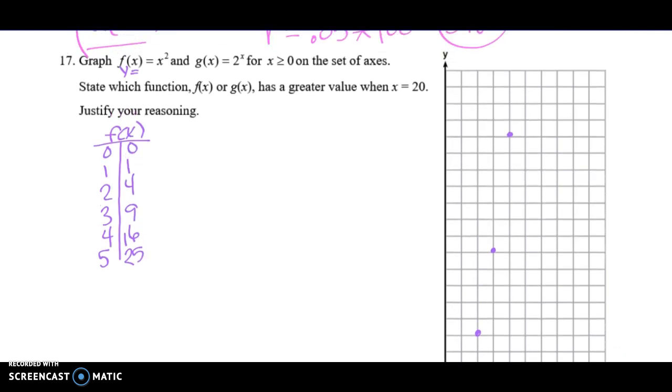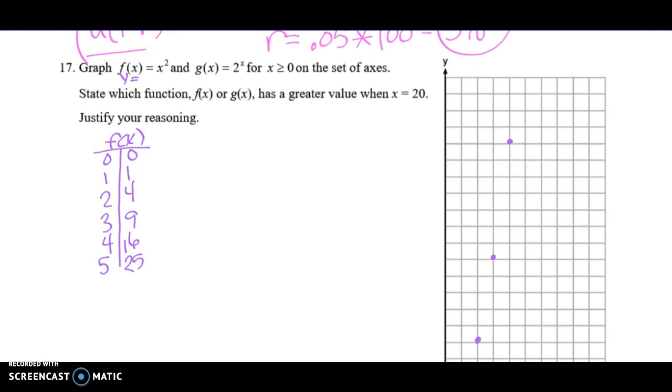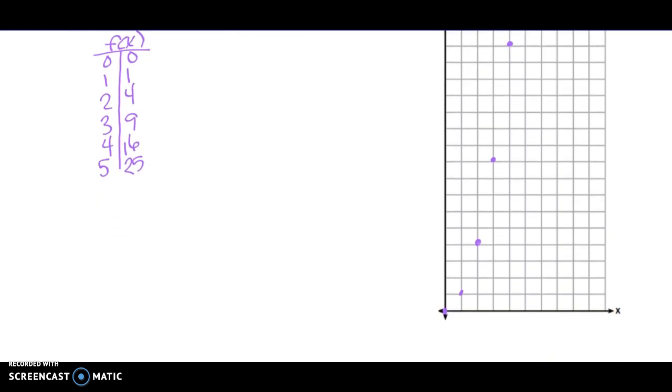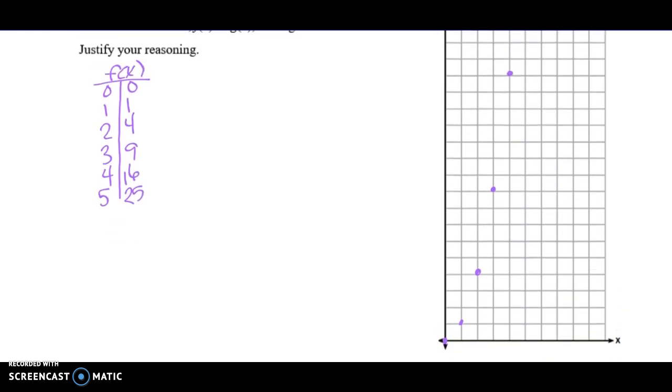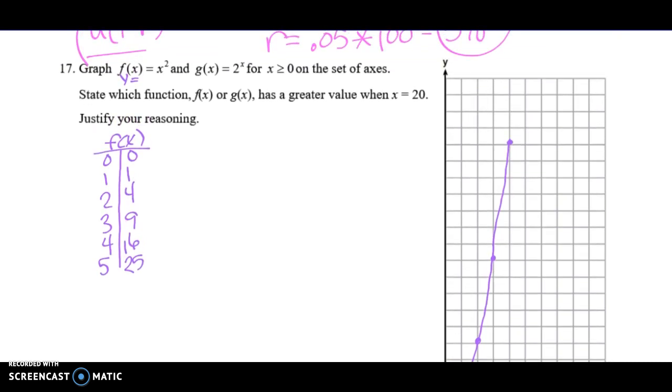On your paper it'll be a little easier to graph because everything will fit. I can't fit the 5-point in. It goes beyond the graph, but it gives me an idea of where I need to go. I'm going to connect as neatly as I can, and put my arrow and label.